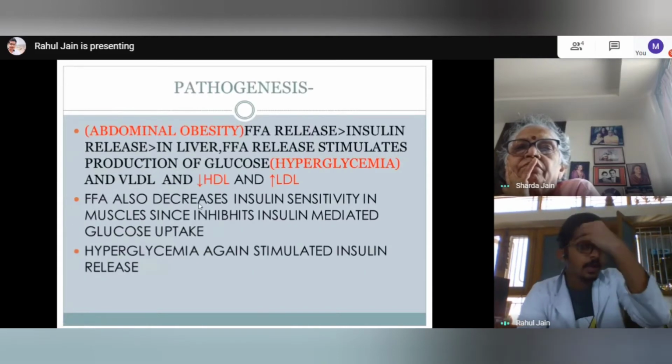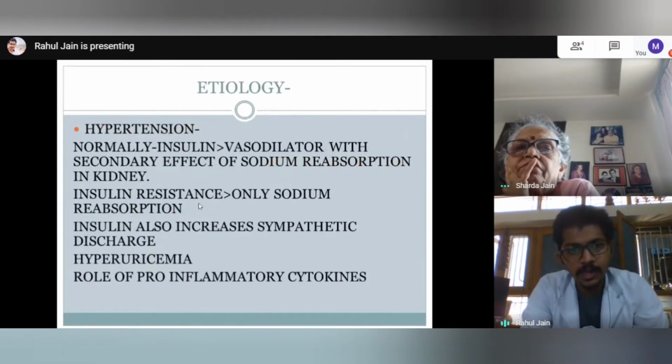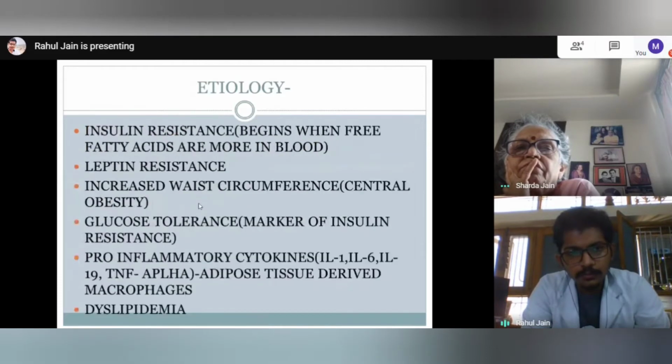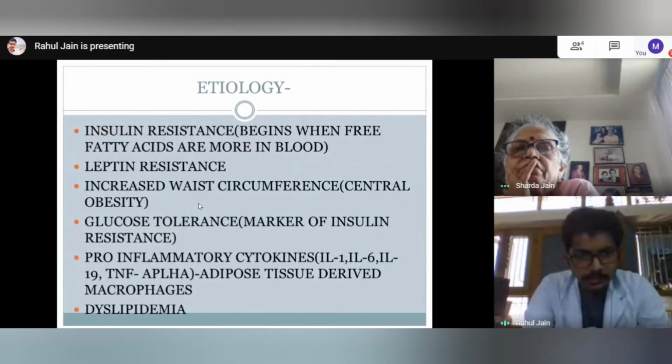Now we come to the actual pathogenesis, how everything is working. So from these two slides of etiology, one thing must be very clear, that it is the insulin resistance which is causing most of the trouble.